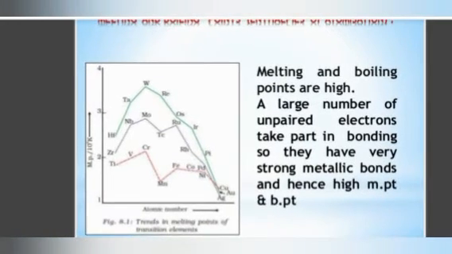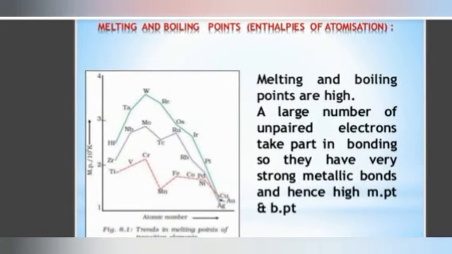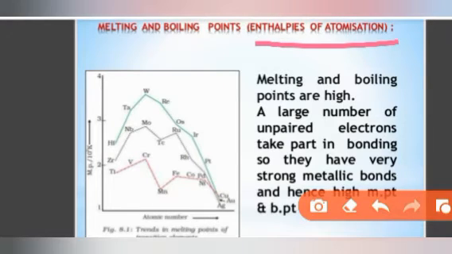If we talk about melting and boiling point, it is also known as enthalpy of atomization. Melting and boiling points are high in these d-block elements because a large number of unpaired electrons take part in bonding, so they have very strong metallic bonds. Hence, having strong metallic bonds, metals have high melting and boiling points.